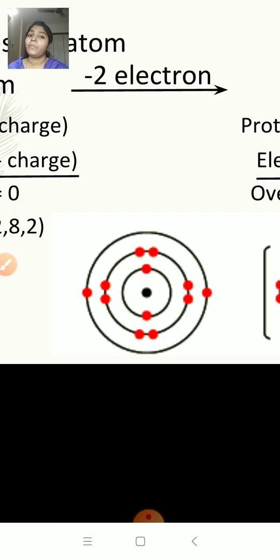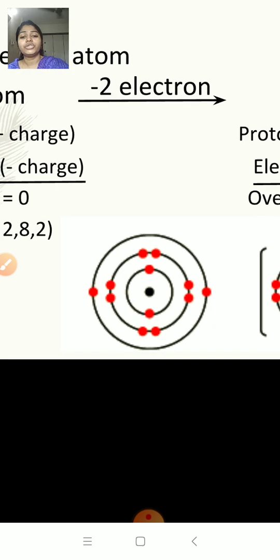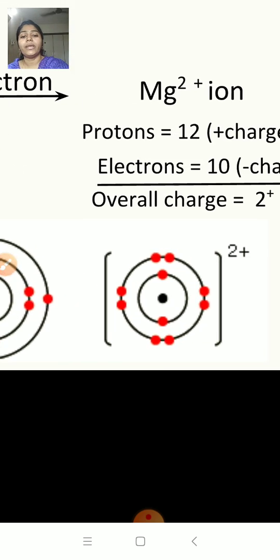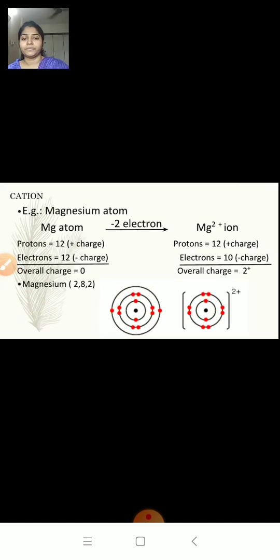Right? Now to take part in reaction, it needs 8 electrons. It has only 2. So it means it needs 6 more electrons to become stable. But we know we cannot borrow 6 electrons. So what will happen? The magnesium will lose the 2 electrons. As it loses 2 electrons, the outermost shell will have 8 electrons, and it can take part in chemical reaction. So this was cations.